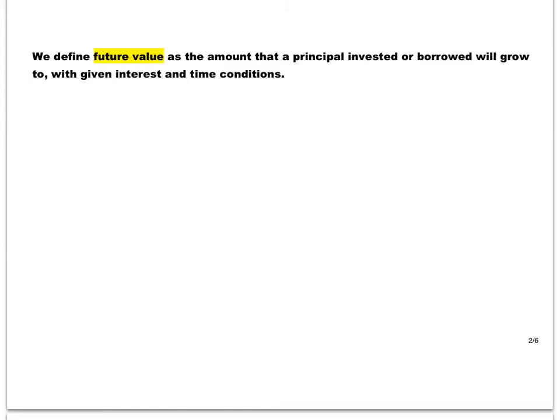The future value is the same as the amount that we defined before, which we use the letter A, which is equal to the initial investment or initial loan, which we used P to represent, plus the interest which is accumulated or the interest which is paid. You can also use the letter F to represent the future value.